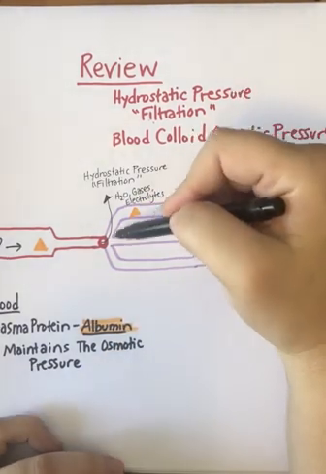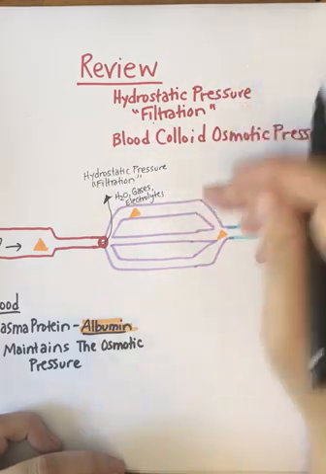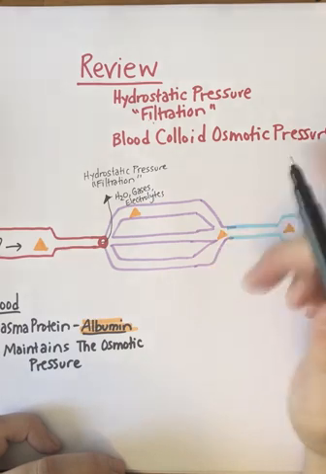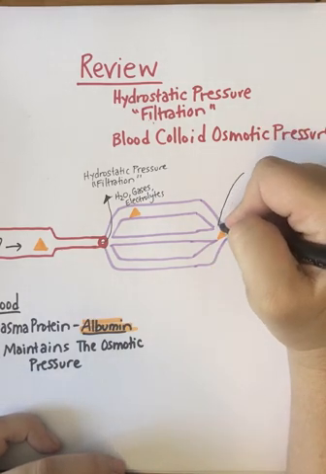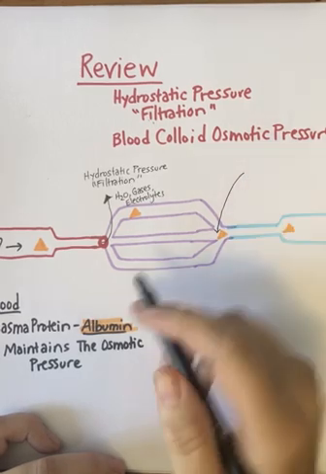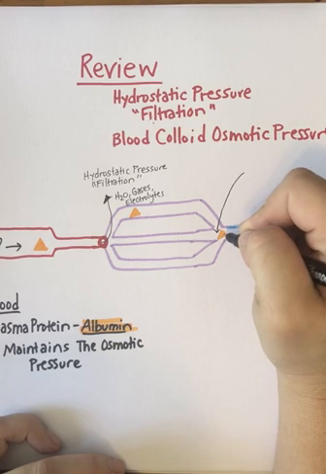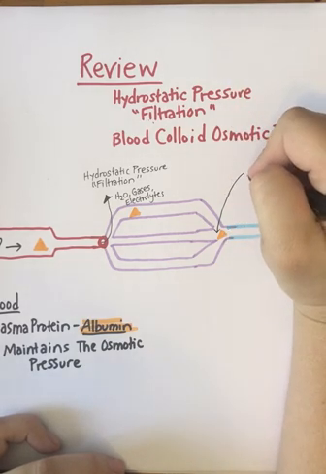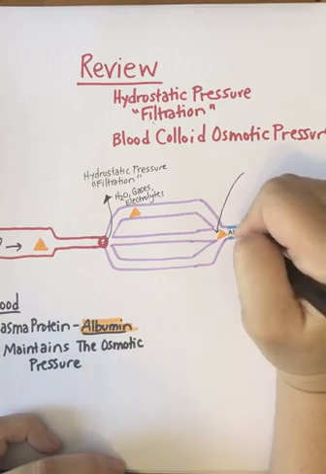So we have gas exchange, so water is forced out by hydrostatic pressure, but because we force out water, on the opposite side, on the venule, we need to attract water back in. So when we talk about albumin, water is attracted to albumin. That would be called blood colloid osmotic pressure. Albumin is what attracts it back in.